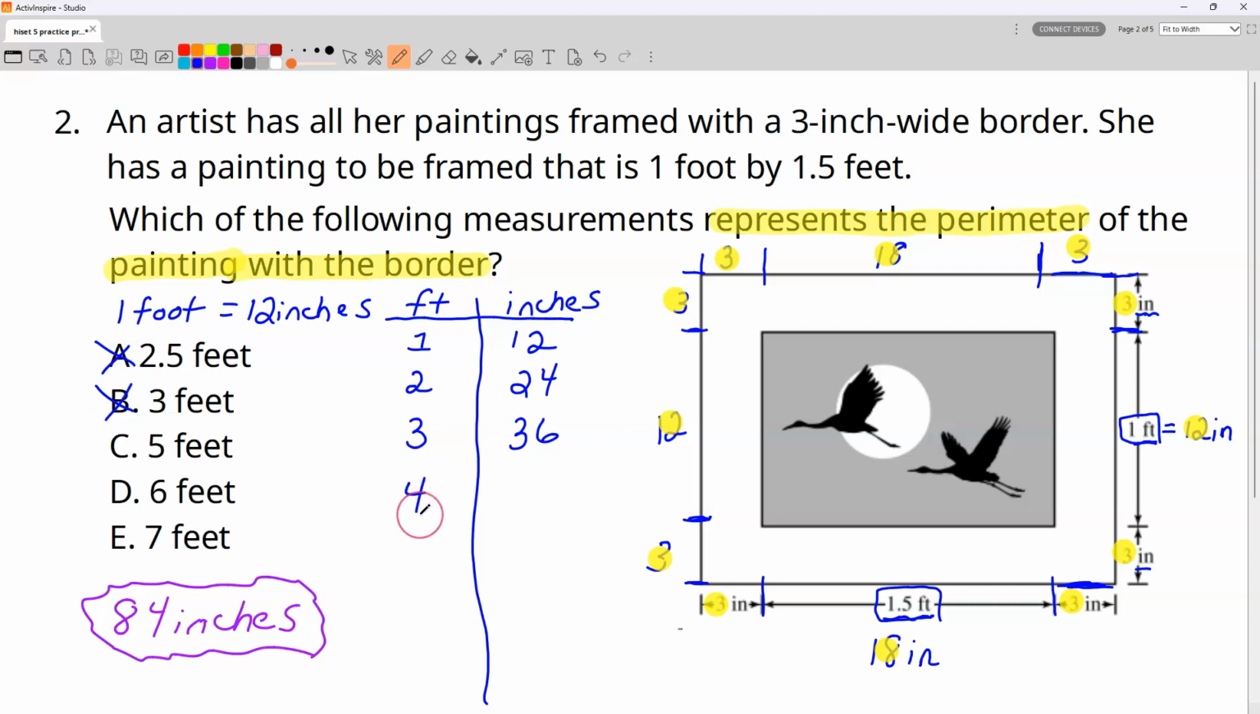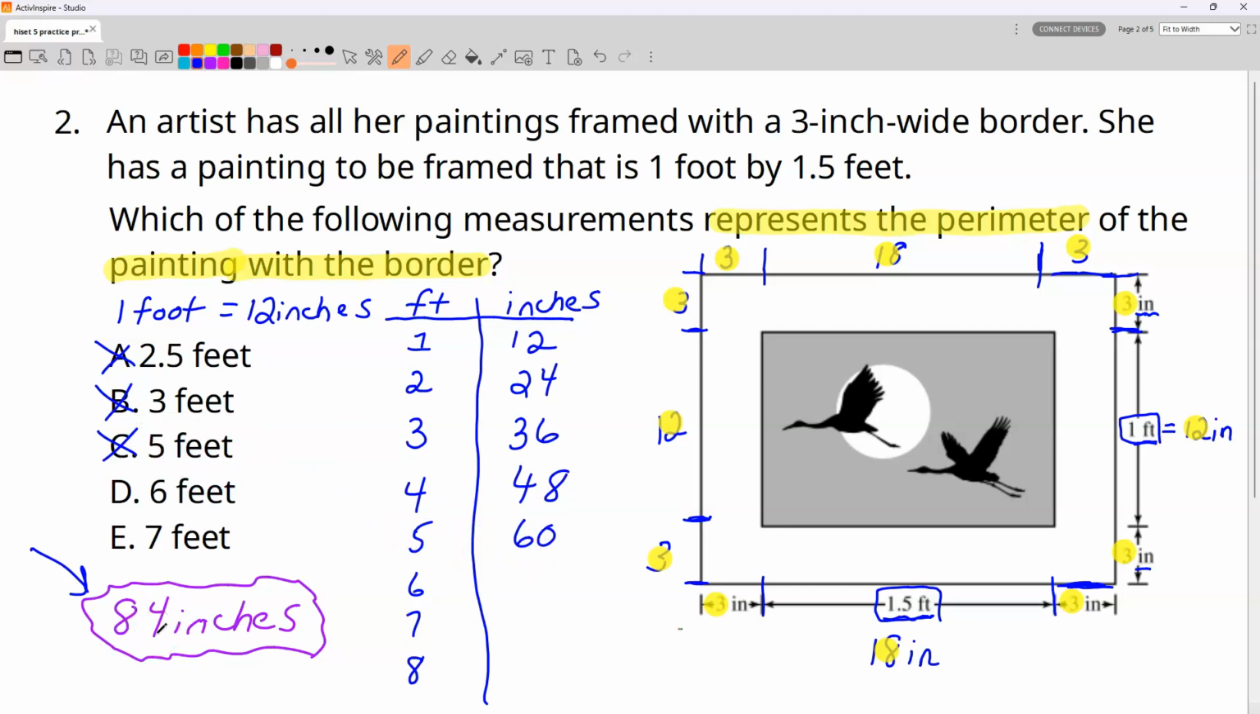What would 4 feet be? Just add 12 to 36 because I'm adding 12 inches each time. So 36, 48. So 48 inches is 4 feet. Let's keep going. Let's go up to 8. What's 5 feet equal? Just add 12 to this, 48, 60. So 60 inches is 5 feet. And we want 84 inches. That was my answer right here. So it can't be C because 5 feet is 60 inches, not 84 inches.